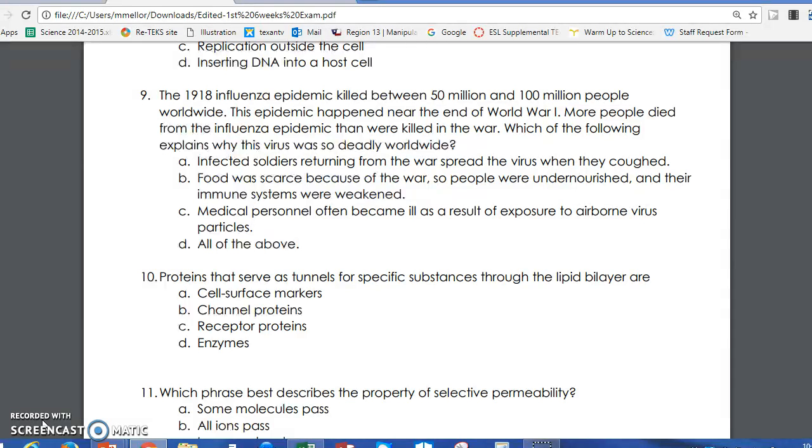Number 10. Proteins that serve as tunnels for specific substances through the lipid bilayer are A. Cell surface markers, B. Channel proteins, C. Receptor proteins, or D. Enzymes.